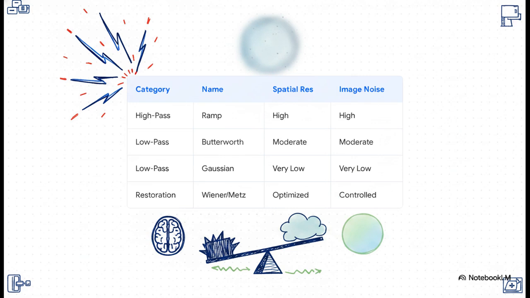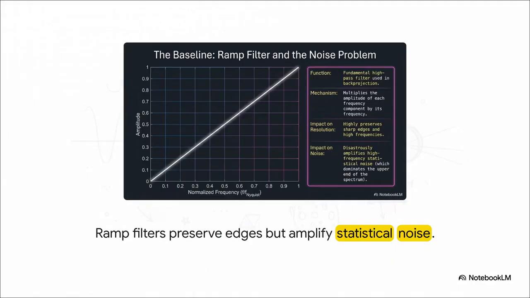But check out that bottom row. Restoration filters like Wiener and Metz, these are designed to offer an optimized middle ground. Let's look at exactly how they do it. Notice that bright diagonal line going straight up? That's our baseline, the ramp filter. This fundamental high-pass filter is designed to multiply the amplitude of each frequency component by its frequency. It perfectly preserves those sharp edges we so desperately need. But the catch is brutal. It disastrously amplifies high-frequency statistical noise, which naturally dominates the upper end of the spectrum. If we only used a ramp filter, the final medical image would be completely unreadable because of the chaotic grain.